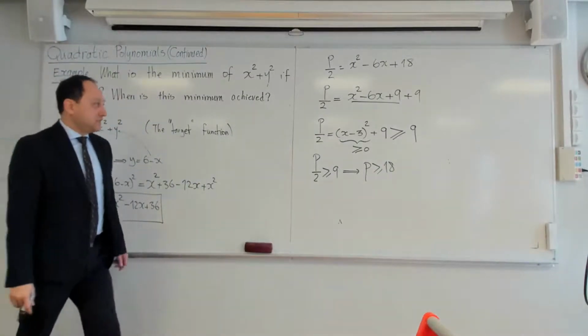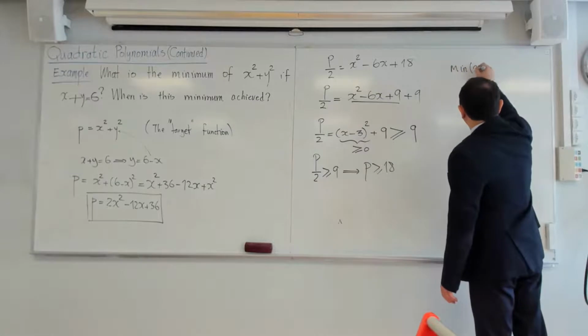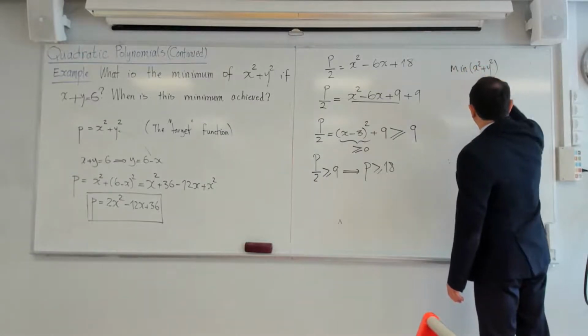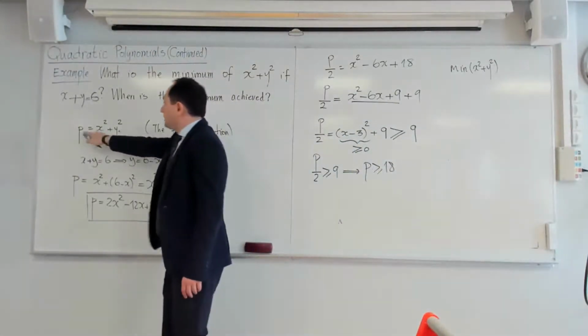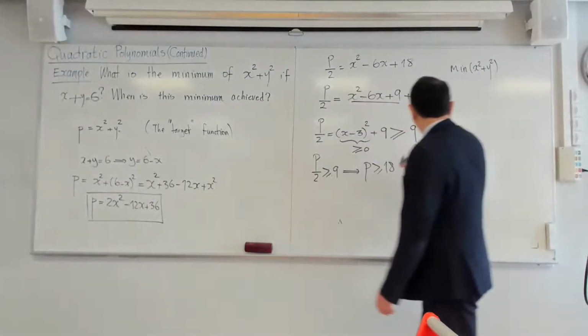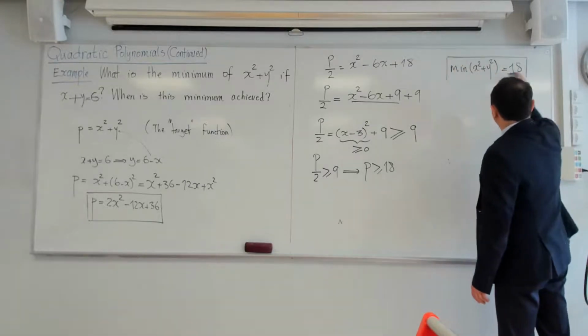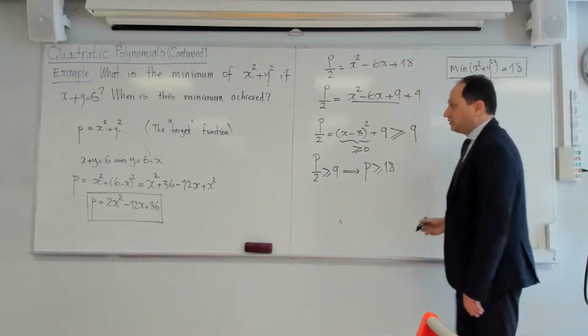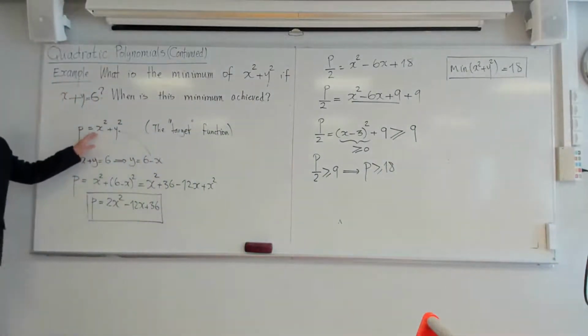Yes? So what is the answer? What is the minimum of x squared plus y squared? X squared plus y squared is P. So the minimum of P is 18. So this is 18. This is the answer. And it was not clear from the beginning why the minimum value that I can get is 18.